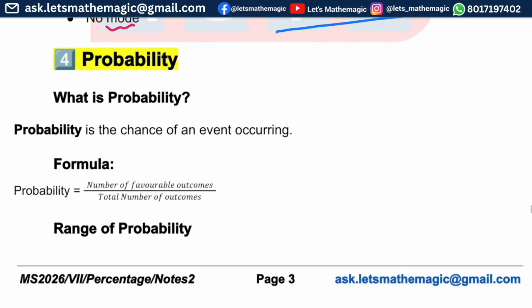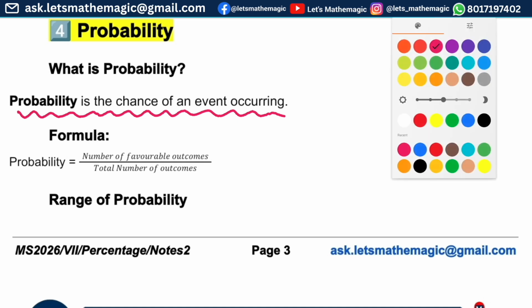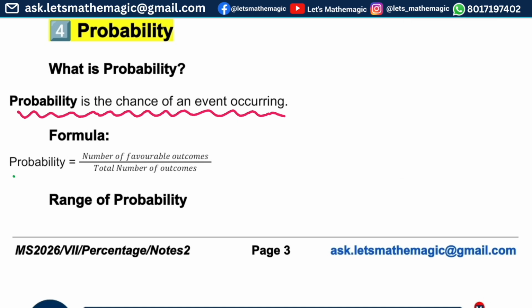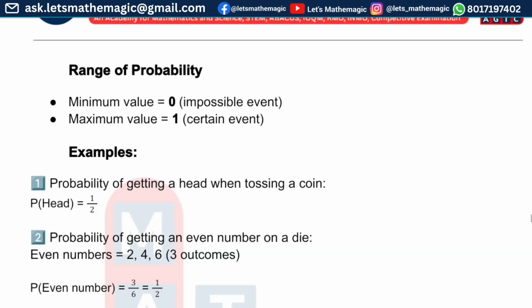Okay, so after mode we have probability. So what is probability? The probability is the chance of an event occurring. So any event that will occur or not occur, or what is the probability that it will occur, that's given by the formula. So the formula is: probability is equal to number of favorable outcomes divided by total number of outcomes. And the range of probability can be minimum 0 and maximum 1.